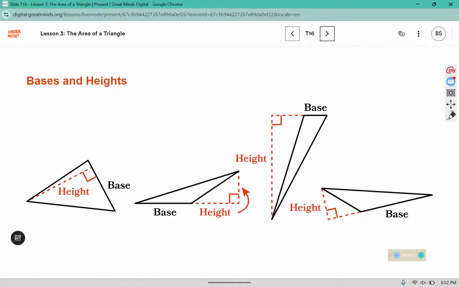This one is also an obtuse triangle, so they've sketched out a line from the base to create a 90-degree angle and form the height here. And in this obtuse triangle, they've extended a line through the base so they can create a 90-degree angle and put the height here.